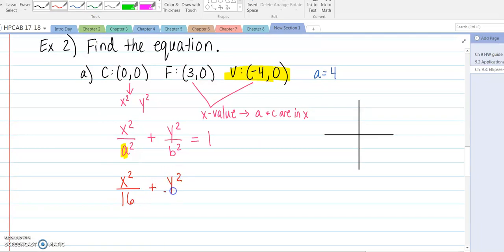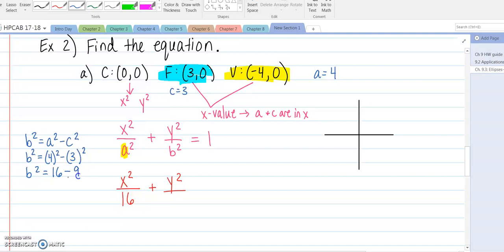The b is trickier because b squared, the only way to calculate that is from that equation we have. B squared equals a squared minus c squared. And I know a is 4, so that should help. But I would also have to know c in order to solve for b. Luckily, we were given the focus. So I know c, because of that focus, is going to be 3, because it's 3 units away from the center. So I can plug that in and solve. So b squared is going to be 16 minus 9, which would be 7.